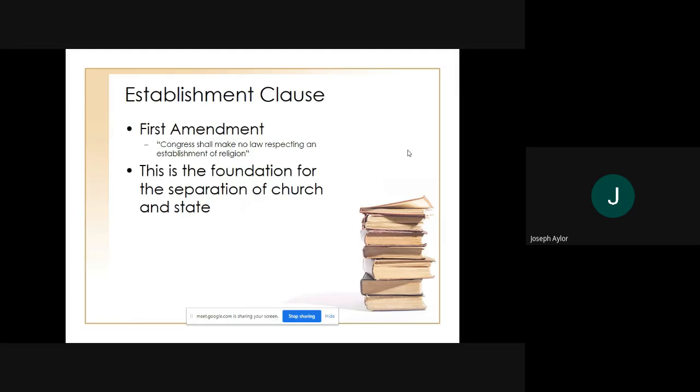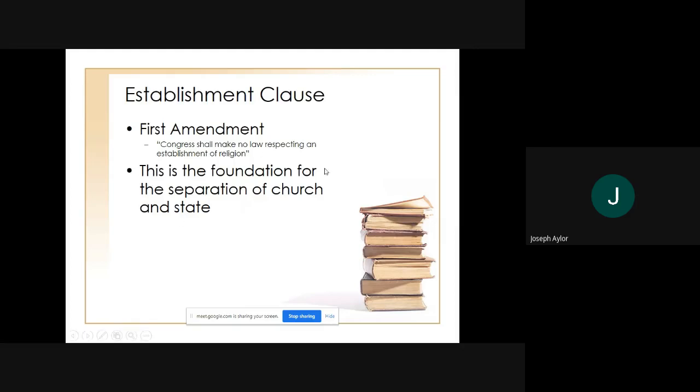These are going to come more in Unit 3 in the second semester when we talk about civil rights and civil liberties. The first one is the Establishment Clause, and the Establishment Clause is a part of the First Amendment. It's the phrase very early on that says, Congress shall make no law respecting an establishment of a religion. So Congress cannot make a law that is going to push one religion over the other.